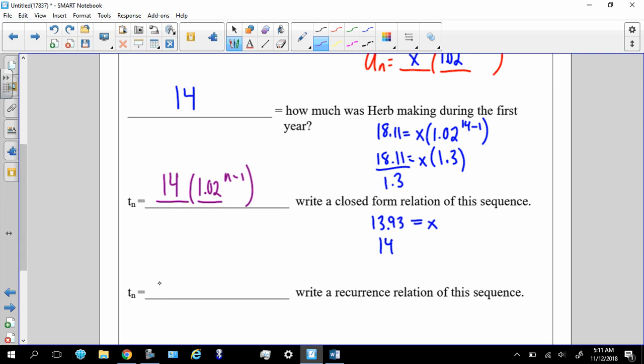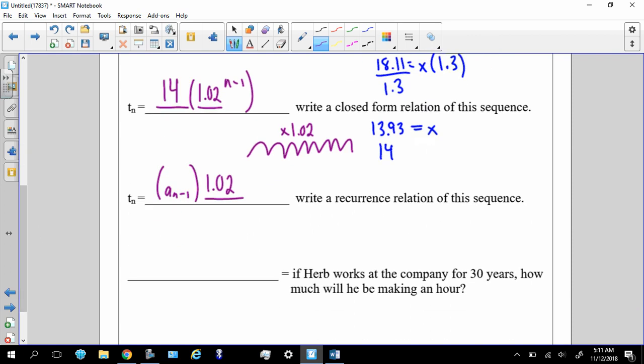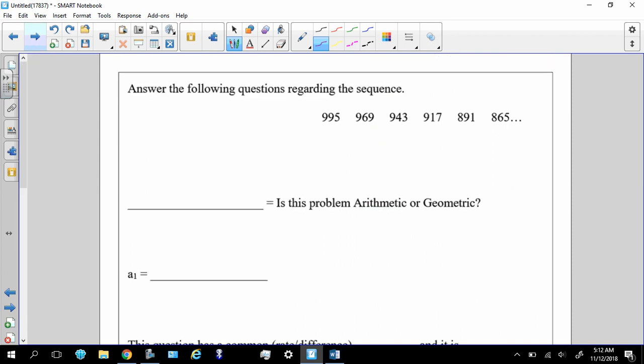Write a recurrence. Remember, what am I doing to the previous term? Every single hour I am multiplying by 1.02. So I'm just going to put 1.02 right here. I don't have to put times because it's understood that I'm multiplying. If Herb works for the company for 30 years, this is not a guess and check. This is plug 30 into n right there. And when I do the math, I get, depending on how you rounded, $24.86. So $24.86.